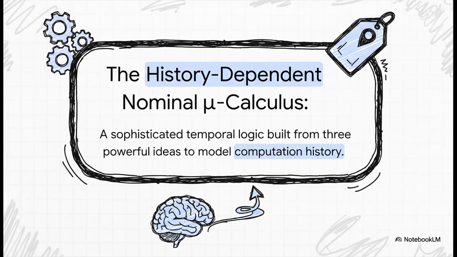So there it is, in all its glory. The history-dependent nominal mu calculus. It's a type of what's called temporal logic, which is just a fancy way of saying it's a language for reasoning about things that happen over time. You can think of it as a kind of super logic, one that's built by smashing together three other powerful ideas, with each one solving a very specific problem.